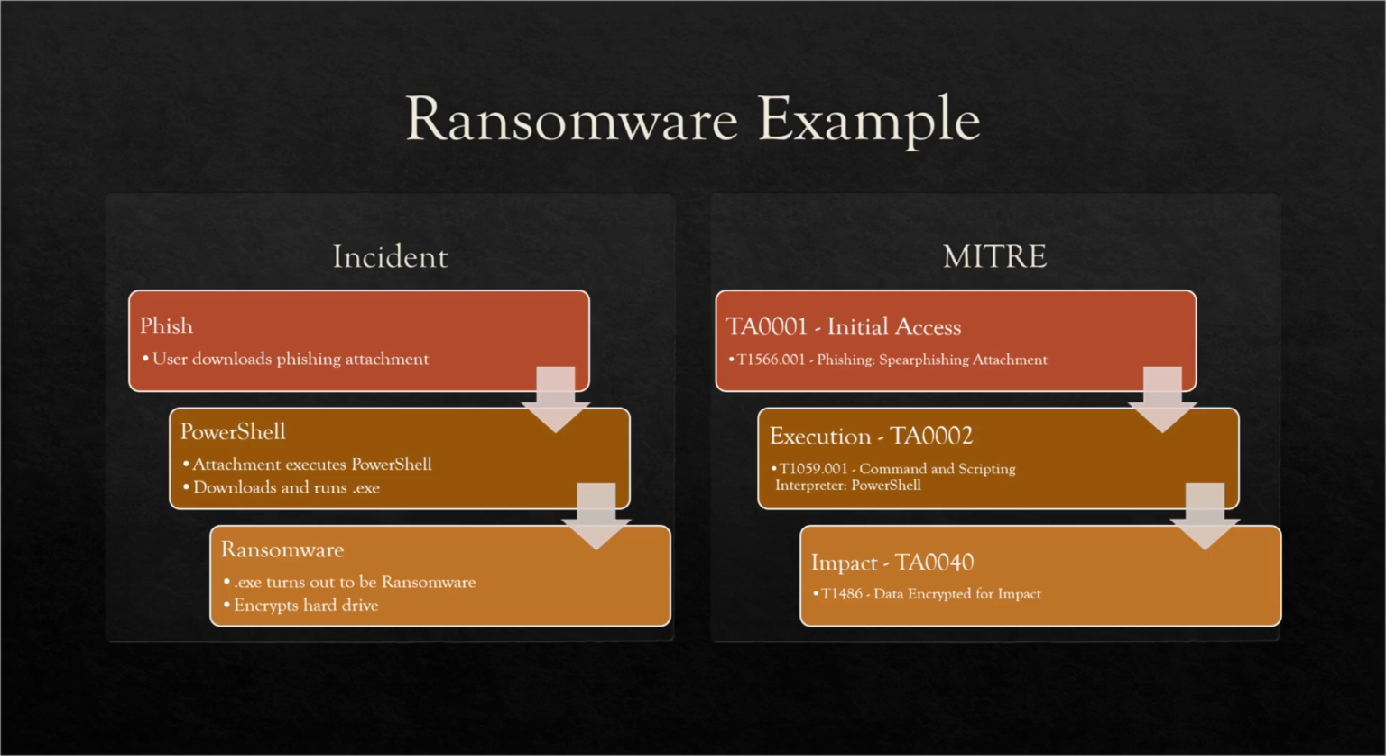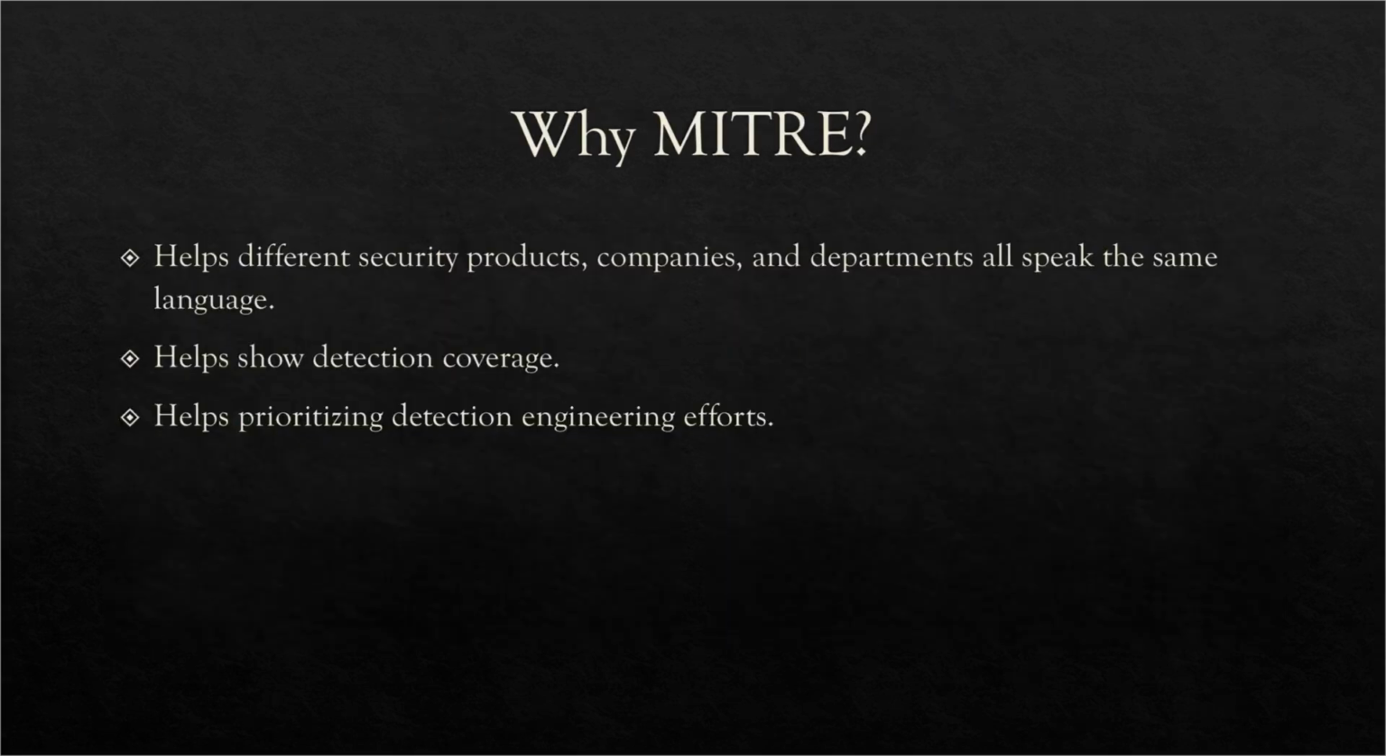All right, going down another step, we have execution, which is TA0002. And then digging more into that for the technique, we have T1059, which is command and scripting interpreter, and .001, which is the PowerShell sub-technique of the command and scripting interpreter technique. All right, and looking down one more step, we have impact, which is TA0040, and then T1486, which is data encrypted for impact.